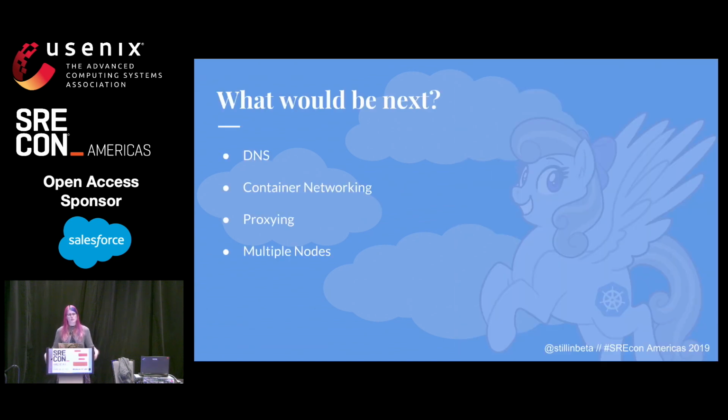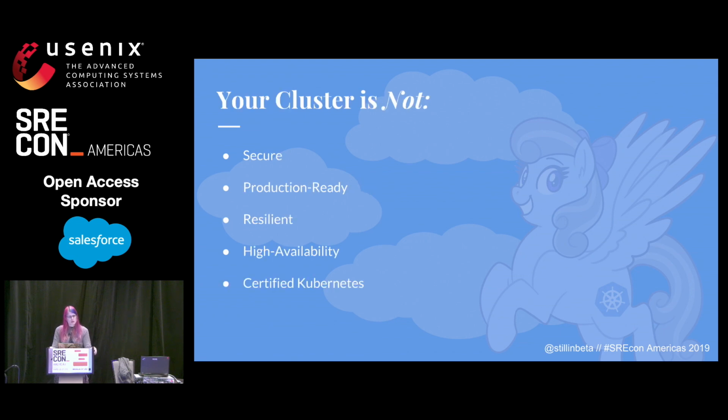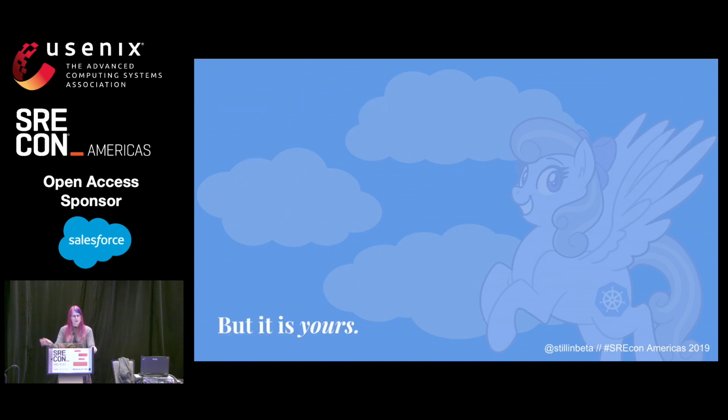And if we had had a whole bunch of extra time, there are a whole bunch of extra things that we could have done. The DNS, the container networking, proxying, all of these things are basically required for your cluster to be useful and not just a fun demonstration project. But we don't. So here's what your cluster isn't. The cluster that you would have built is not secure, it's not production ready, it's not resilient, it's not high availability, and it certainly isn't going to get that certified Kubernetes logo anytime soon. But what it is, is yours.